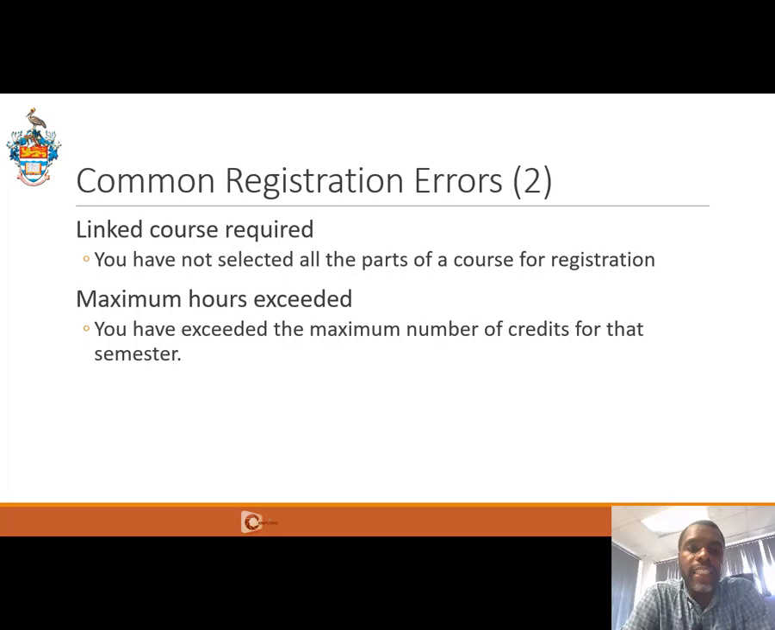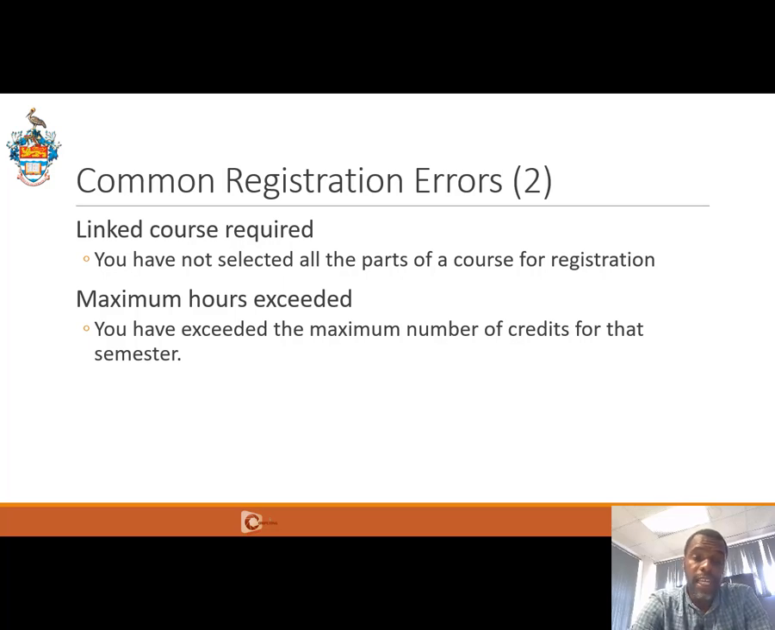You may see a linked course error or linked course required, which would basically indicate that you have not selected all the parts of a course for registration. So like with 1126 and 1127, you have to ensure that you've selected the lecture, the primary tutorial, the secondary tutorial, and the lab. All 4 of those activities have to be selected. Or you may see a maximum hours exceeded error, which would basically mean you have exceeded the maximum number of credits for that semester.